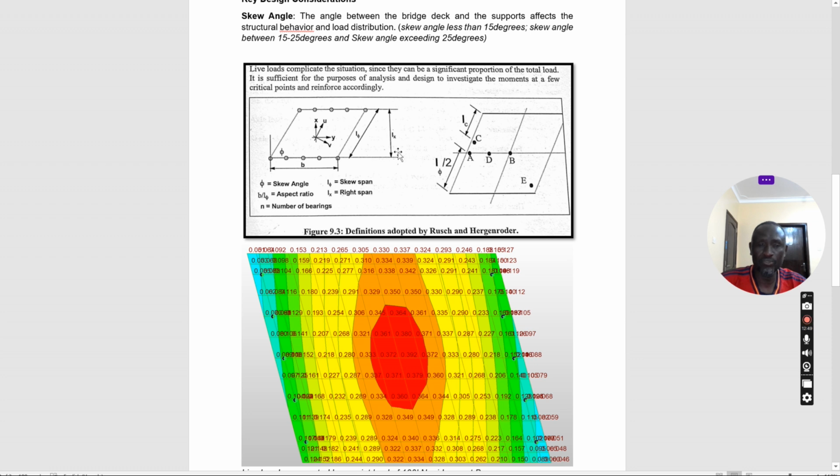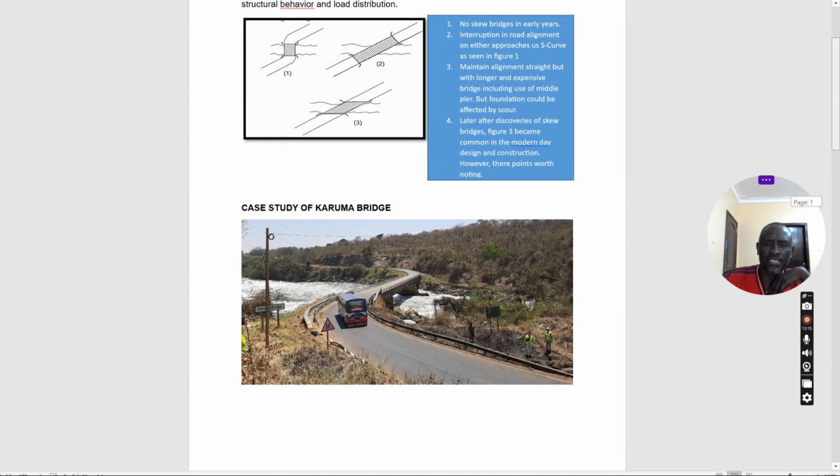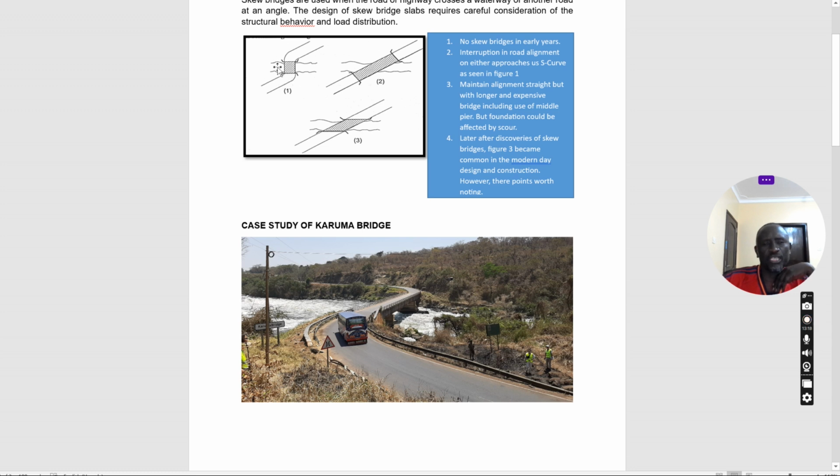And one thing you need to know here is that because of this skewness, the obtuse angle, which is more than 90, tends to experience more load than the acute angles. Even the reaction changes. You also need to take note here before we go far. At these turning points you see here, this point and this point, the reaction tends to be more than on this side and that side.